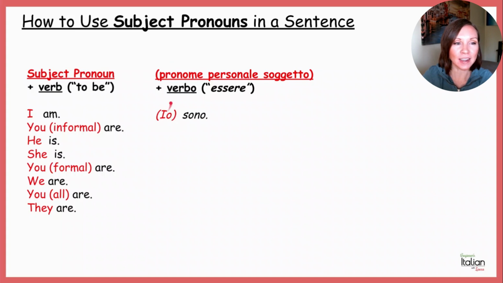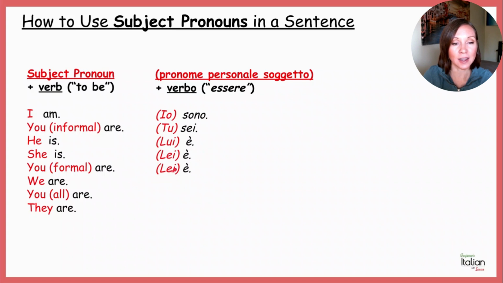So in this case, the verb I use is to be. So in Italian, the verb is essere, to be. So io sono is I am, io sono. Tu sei, lui è, lei è, lei è.